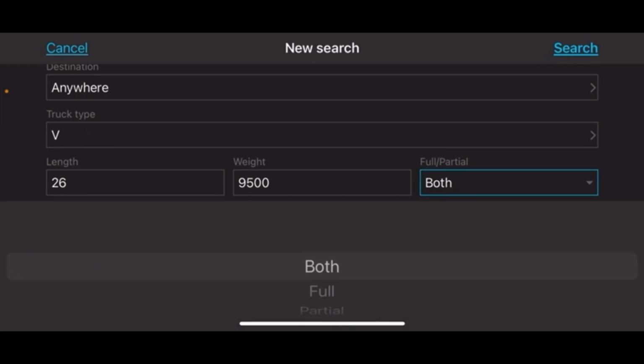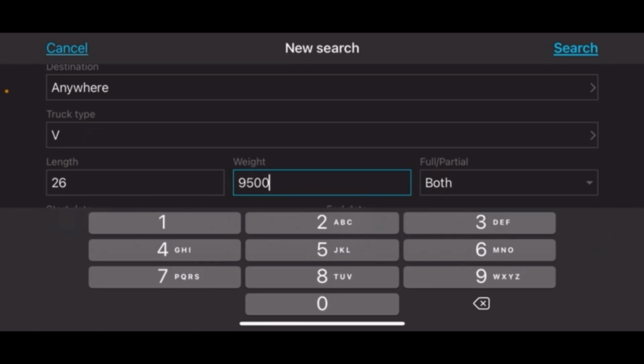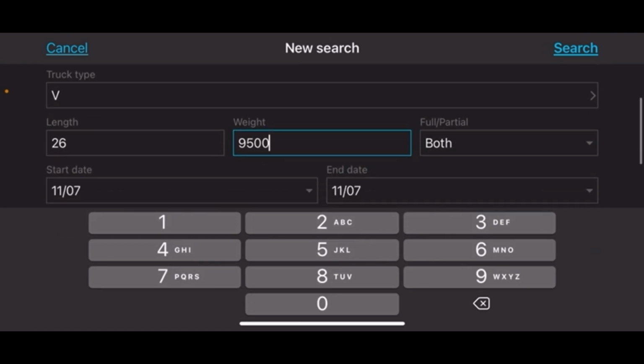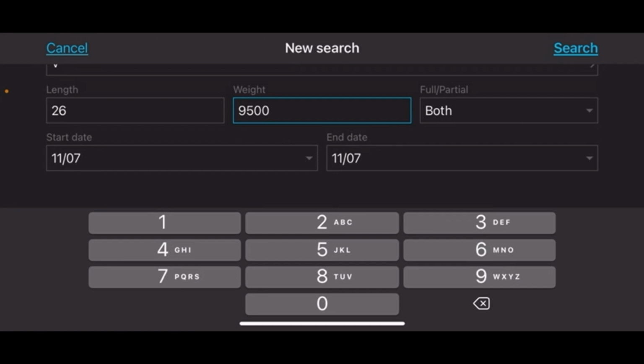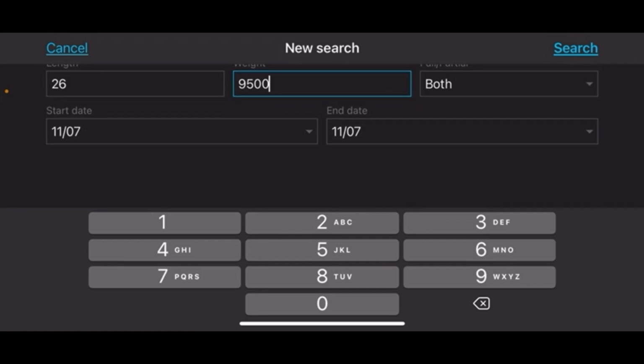Since we have the length on the truck, we can put both. If you're on a load board and it doesn't have a section for the length, we consider it partial. FTL means full truckload. LTL, less than truckload. So keep that in consideration. Start date, we're gonna leave the start date and end date today, and let's see what pops up.